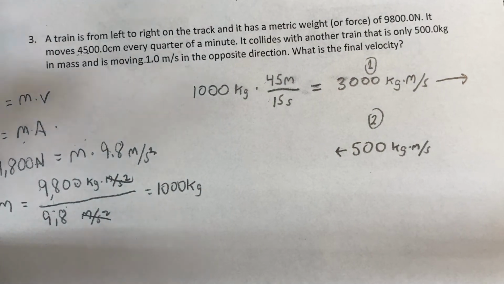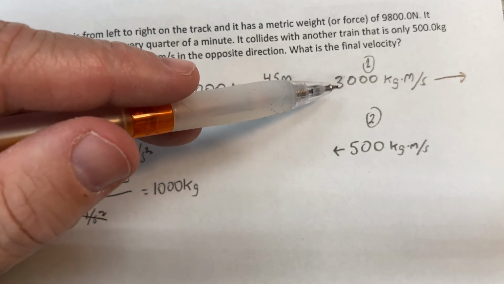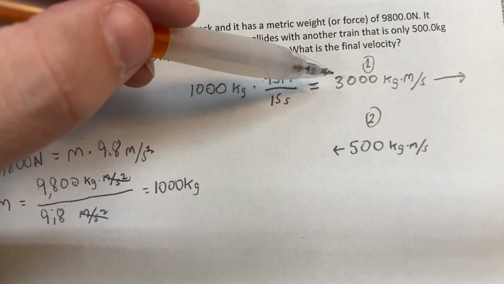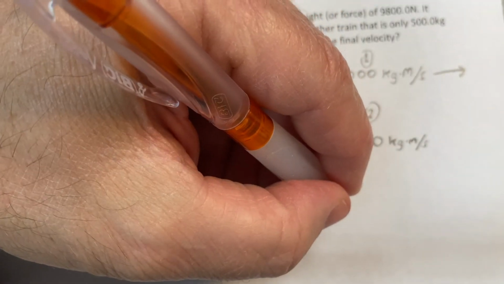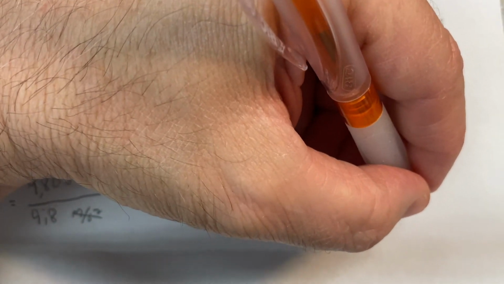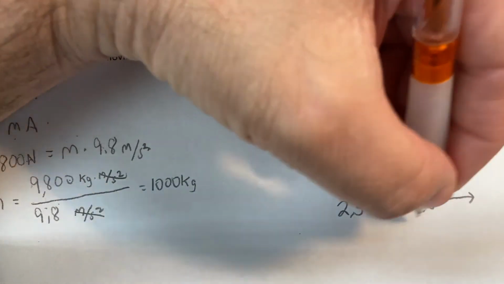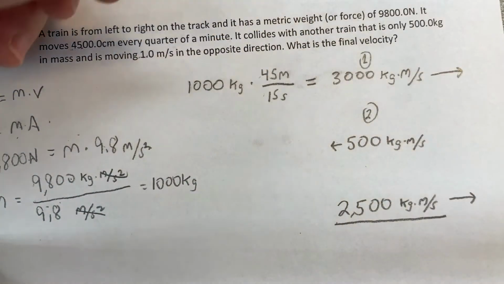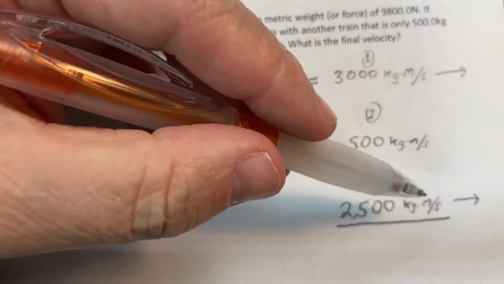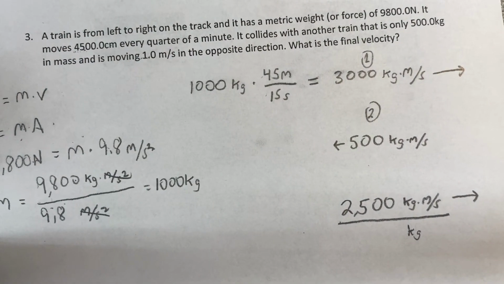So when we combine momentums that are in opposite directions, we just subtract them, and the net momentum is going to be in the direction of the greater momentum, which is to the right, because this one's bigger. So we're going to get 2,500 kilogram meters per second to the right, and we want to divide that by the total mass of both trains, in kilograms. And that will cancel the kilograms out, and we'll be left with our velocity.